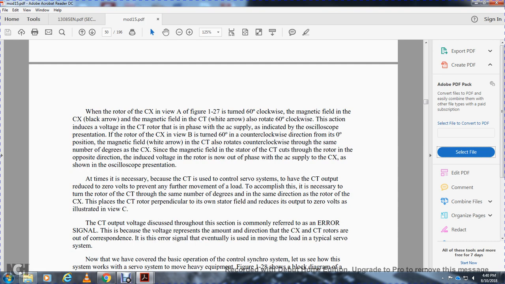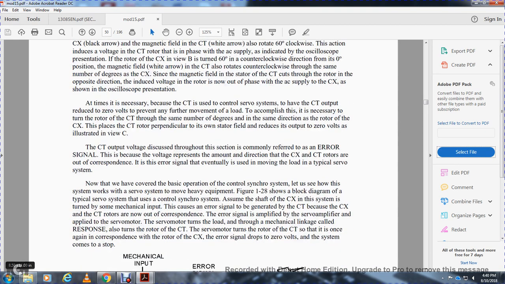This places the control transformer rotor perpendicular to its own stator field, which reduces the output voltage to 0 volts induced in the rotor. The control transformer output voltage discussed throughout this section is commonly referred to as the error signal. This is because the voltage repeats the direction of the control transmitter, and the control transformer rotor follows the corresponding error signal.